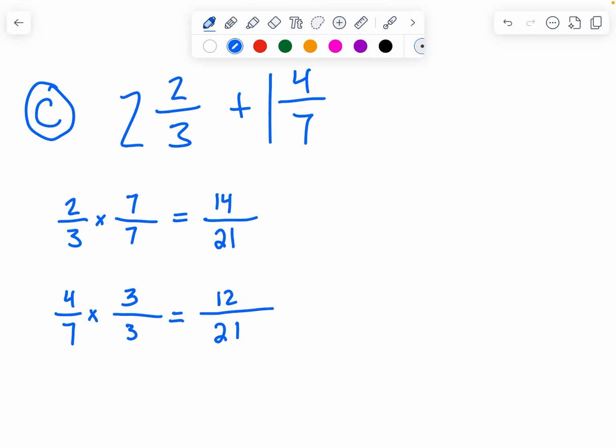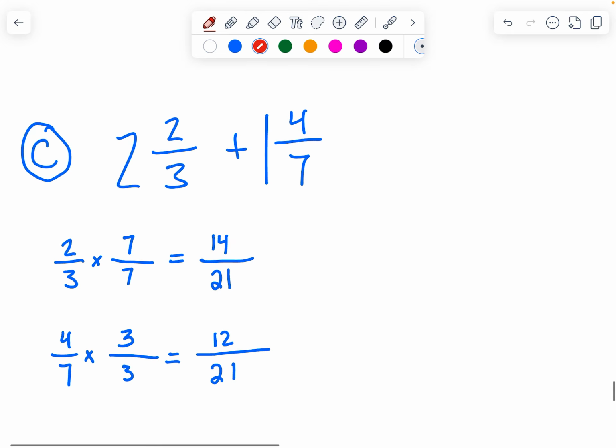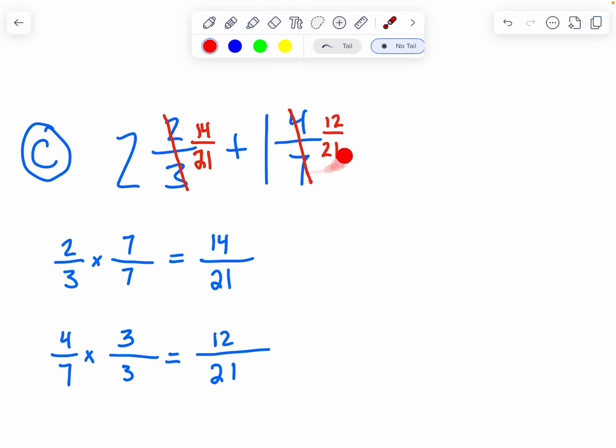2 times 7 is 14. Sorry, I did some work in my head. 4 times 3 is 12. So we have proven that 2/3 is actually 14 21sts. And 4/7 times 1 is still 4/7 or 12 21sts. Now we have common denominators, so we can add. Now, this is where things could get tricky, because technically the 2/3 is 14 21sts. So this is 2 and 14 21sts. And 4/7 is actually 12 21sts. So this equivalent fraction is 1 and 12 21sts.